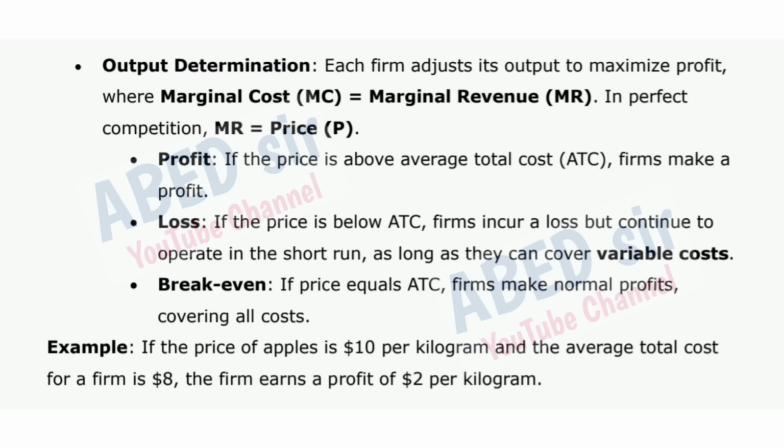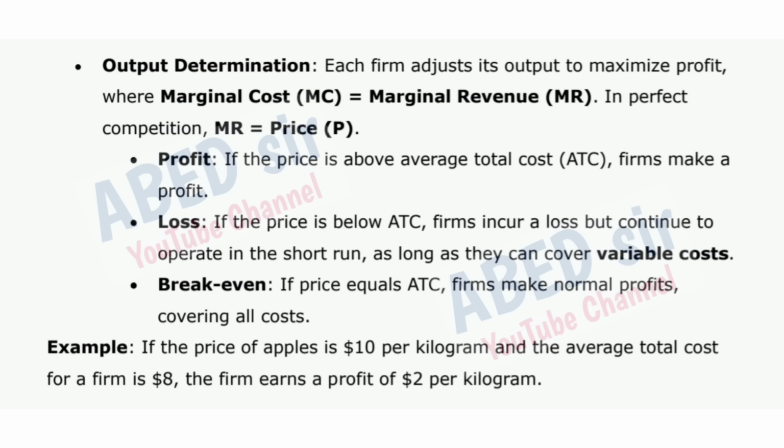Output determination. Each firm adjusts its output to maximize profit, where marginal cost, MC, is equal to marginal revenue, MR. In perfect competition, MR is equal to price, P. Profit: if the price is above average total cost, ATC, firms make a profit. Loss: if the price is below ATC, firms incur a loss but continue to operate in the short run as long as they can cover variable costs.